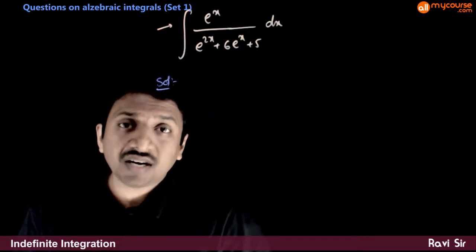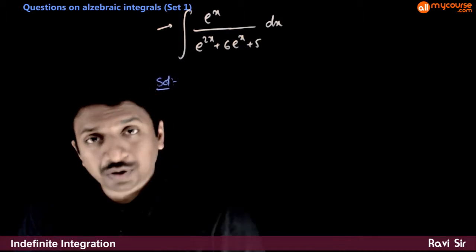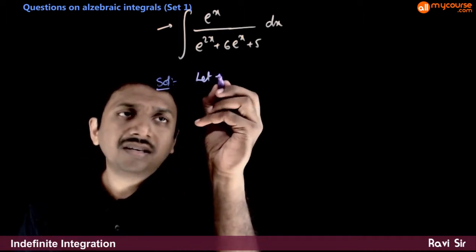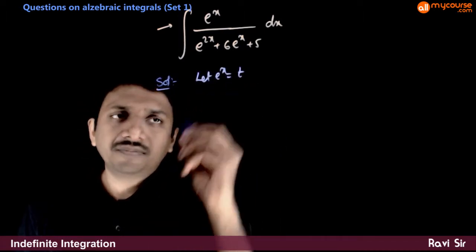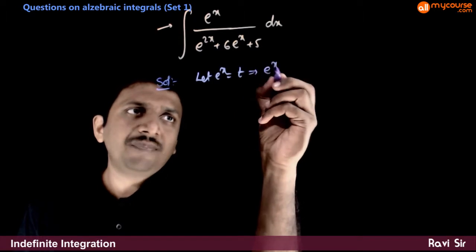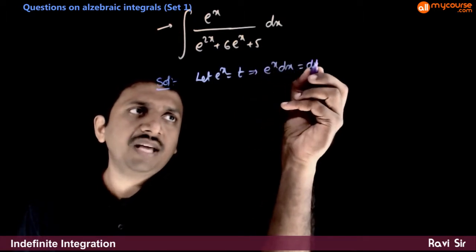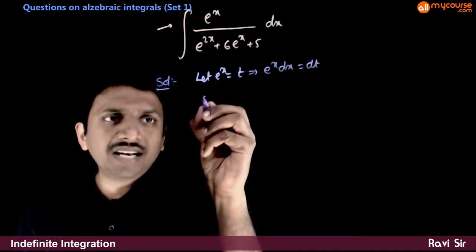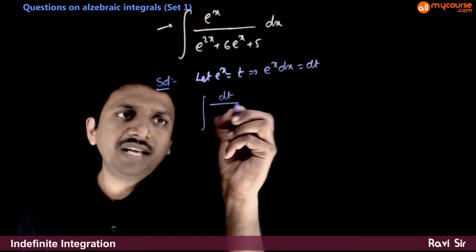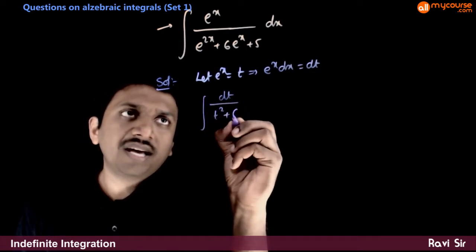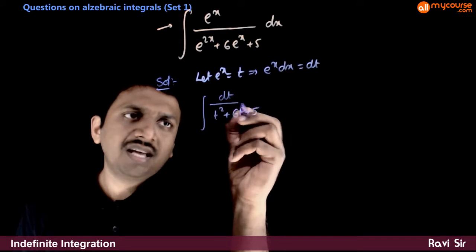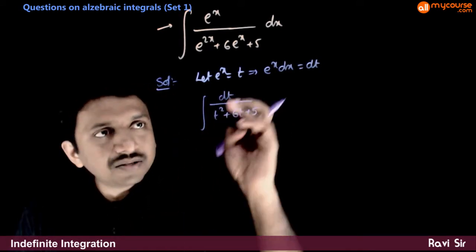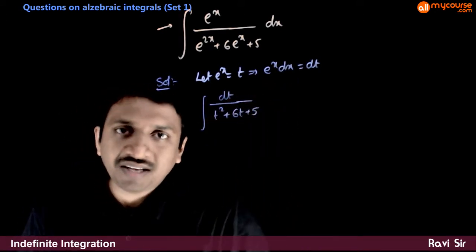So first let us do the substitution. Let e power x is equal to t. So this implies e power x dx will be equal to dt. So this integral becomes integration of dt by t square plus 6t plus 5. So this is a dt by quadratic in t.